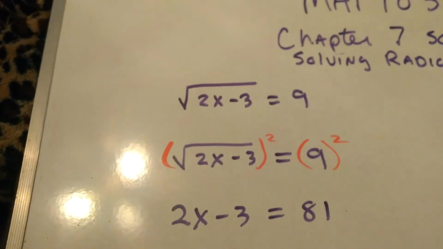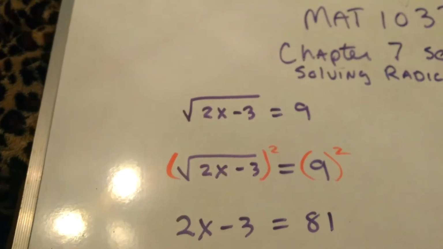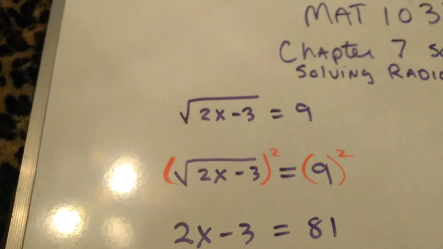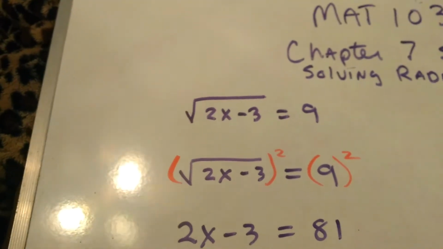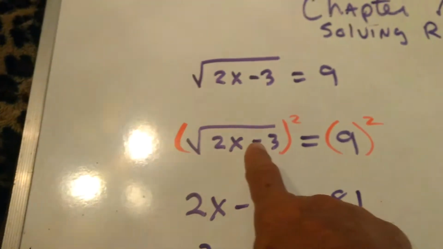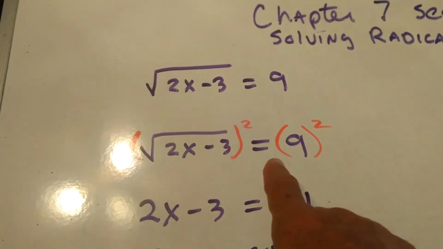You can see that we have the square root of 2x minus 3 equals 9. First of all, you need to understand that in order to solve these radical problems, there must be a radical on one side by itself, because then what we do is we square both sides. Remember, in algebra, what you do to one side, you have to do to the other.